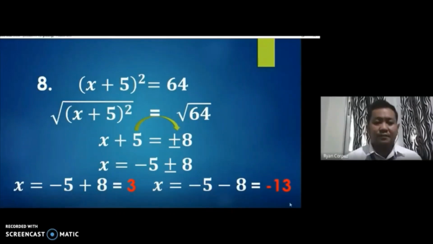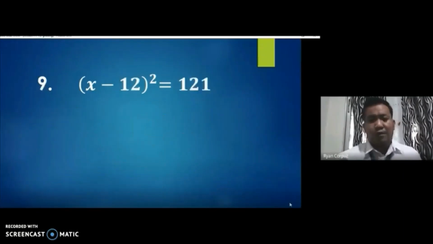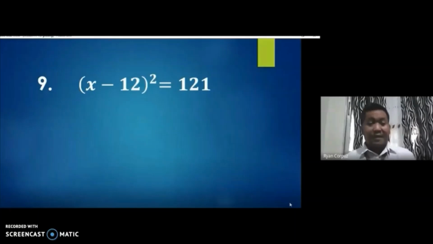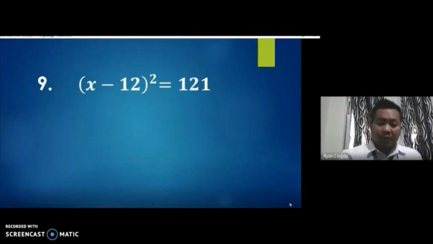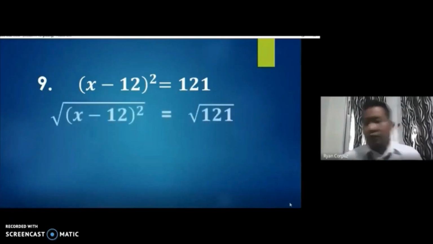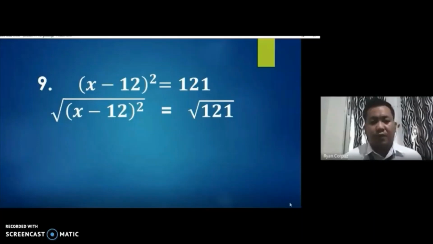You have any questions? Now, let's have this example number 9 for you to understand it more deeply. Similar example to number 8. x minus 12 quantity squared is equal to 121, or the square of the difference of x minus 12 is equal to 121. So the first thing we're going to do is we have to square root right away. Let's find the square root of both sides of the equation.